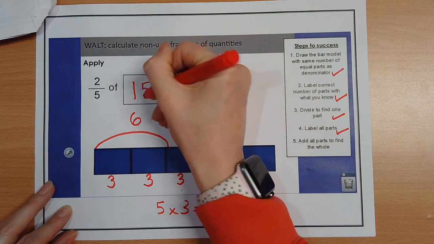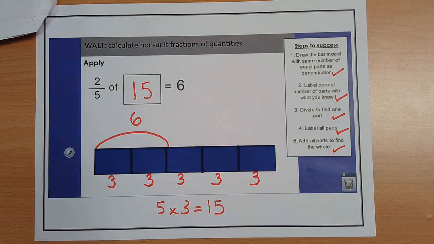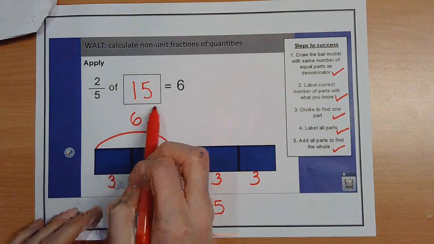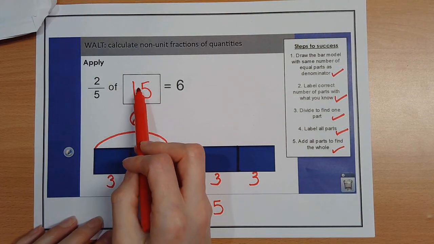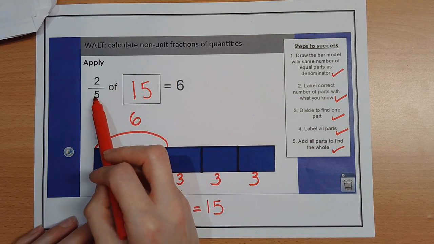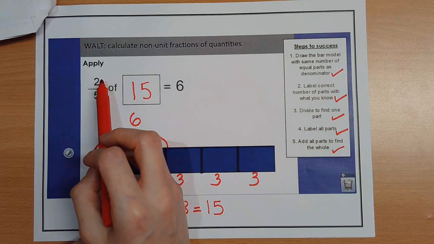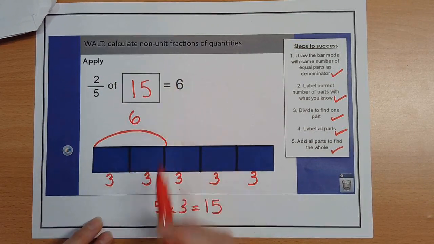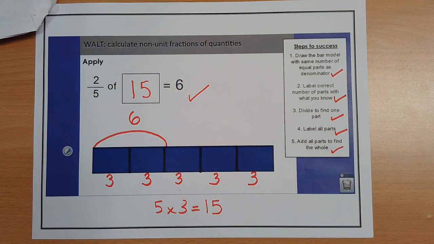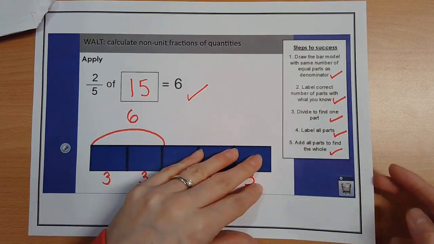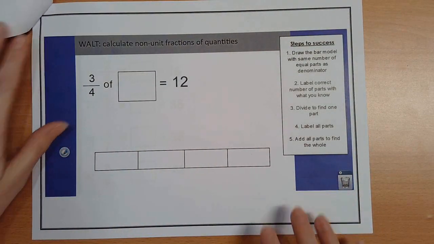That should be my answer, but we're just going to check that it is correct. So if I was finding my fractions of quantities, remember I would do 15 divided by 5, which equals 3, and then that answer times 2, which would give me 6. So I know that is correct. Okay, let's look at another example of that before you have a go on your own.